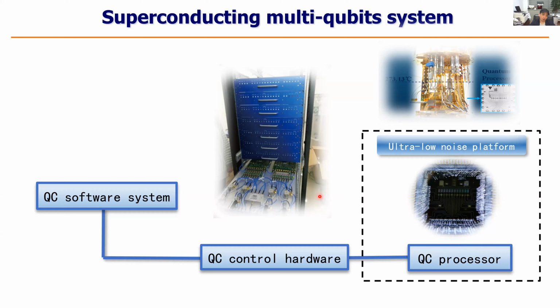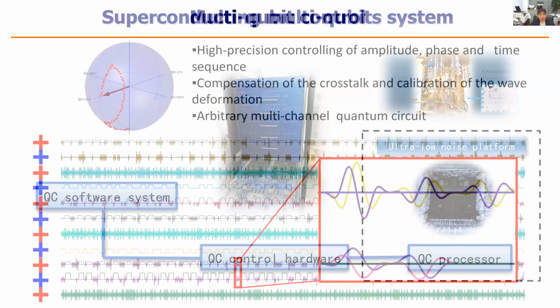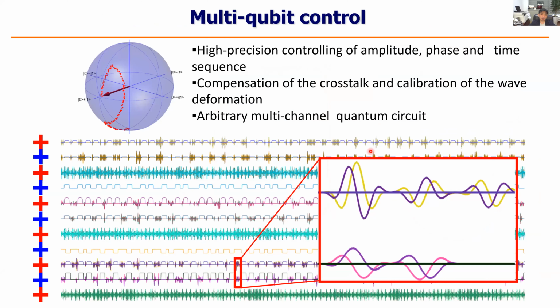And we also need a very good control software system. I will show why the control software system is very important. Quantum qubit control is not like the classical computer. As I said, a classical computer is just a digital one, so you don't need to consider a lot of issues in the classical system, but here you have to consider them. For example, we need to control each qubit with very high precision.